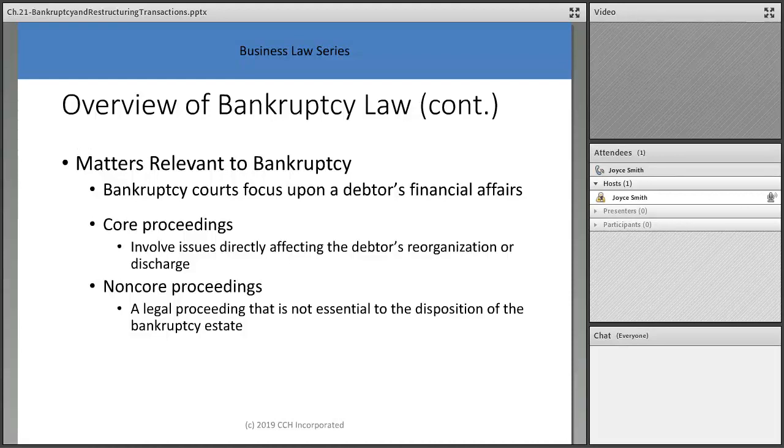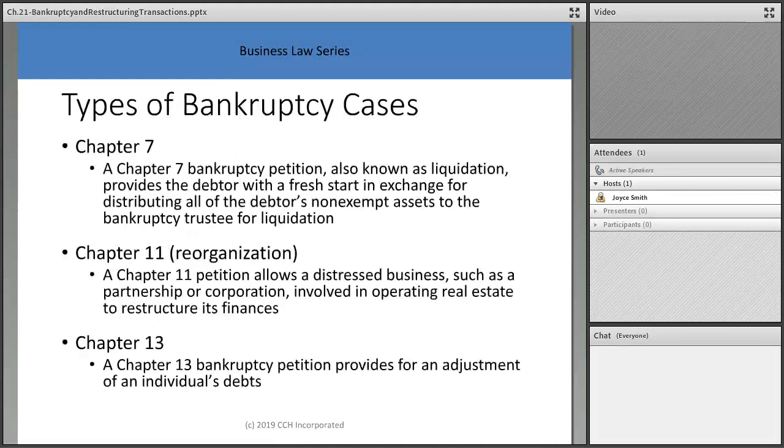Okay, so the court proceedings, issues directly affecting debtor's reorganization or discharge: what is their ability to be able to pay the debt back? Where is that money coming from? Are they in line to inherit money 6 months from now? Is something going to happen with their job or their position to really change the financial picture? Or could they lose their job and become even worse? Where's it going? Non-core proceedings: a legal proceeding that is not essential to the disposition of the bankruptcy estate. So we have core or non-core provisions.